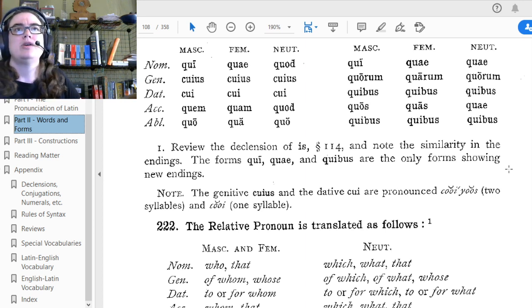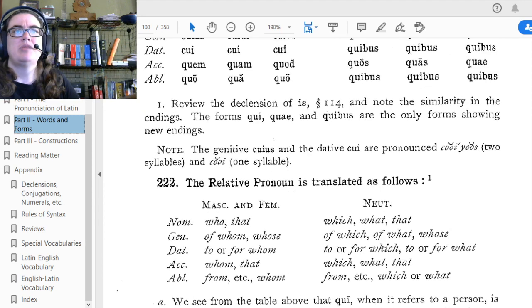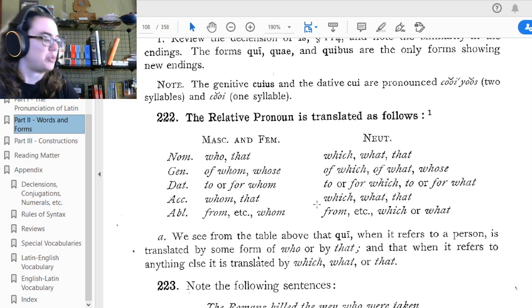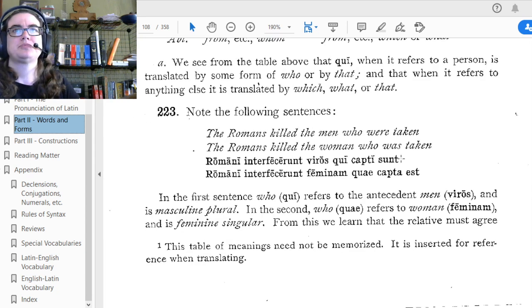All right, cuius, cui, qui again for these pronunciations. And how do you translate them? Not difficult. Who or that, which, what, that, of whom or whose, to, for whom, that. Kind of just depending on if it's a person or an object. We see from the table above that qui, when it refers to a person, is who or that. When it refers to an object, which, what, that.